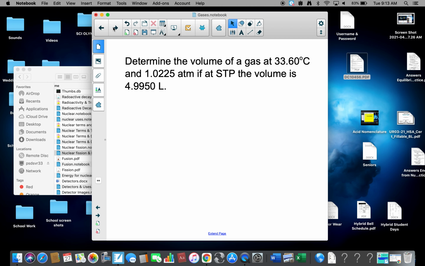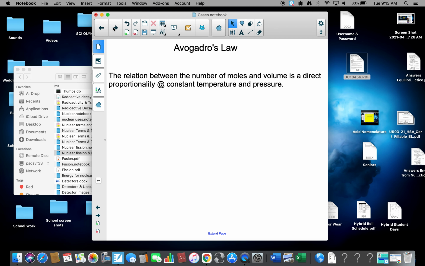So we'll do this problem in class. Determine the volume of gas at 33.60 degrees Celsius and 1.0025 atmospheres if at STP the volume is 4.9950 liters. All right. We also can incorporate Avogadro's number. The relationship between moles and volume is directly proportional at constant temperature and pressure.